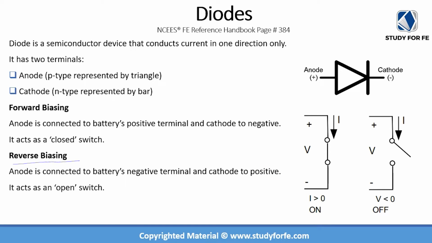In the reverse bias mode, the anode is connected to the battery's negative terminal and the cathode is connected to the battery's positive terminal. So this is reverse biasing. And in this case, we have negative voltage being applied. So the current won't be allowed to pass through because it will act as an open circuit. And it is basically acting as an open switch.